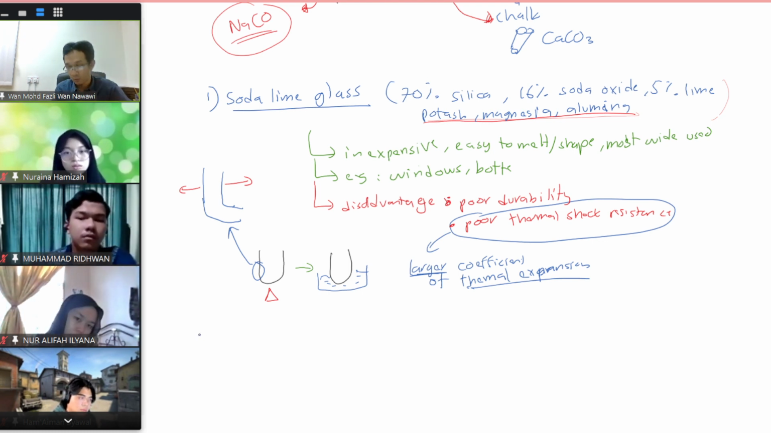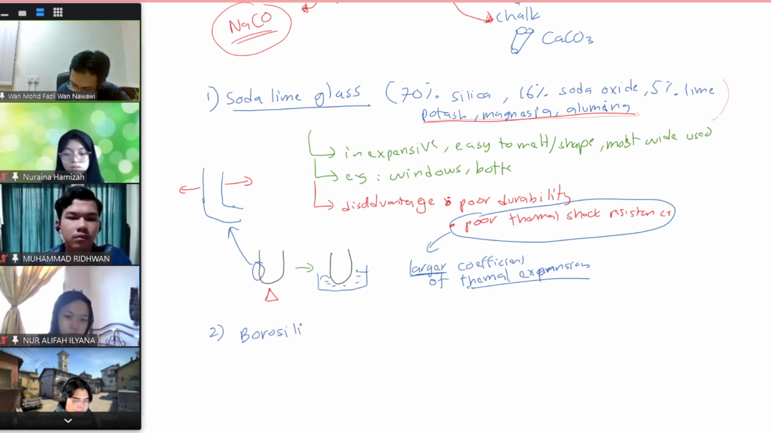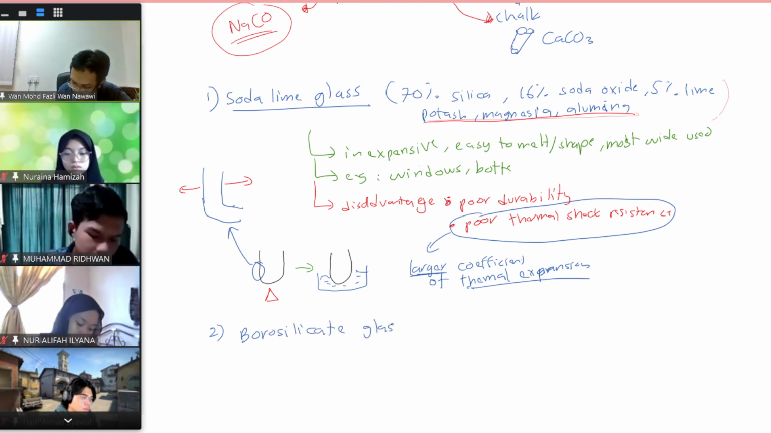So that's why I can write like this very fast, but it's difficult for you to read later on. That's why I need to take time on this. So this is borosilicate glass. The ingredient is basically 80% silica.